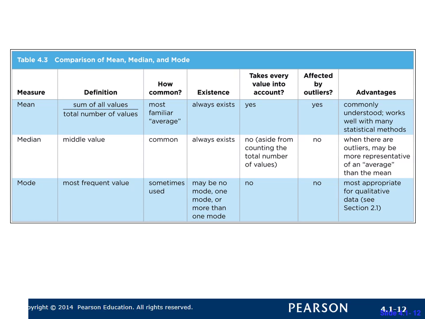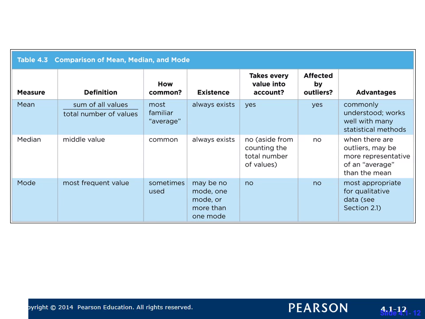So this little table compares them, and this is a rather important table here. So here's our definitions, mean, median, and mode. Then how to find those is the second column. The third column is how common are these things. And notice the mean and the median are the most common, but we have to be careful. Existence, the mean always exists, the median always exists, but there may or may not be a mode. It could be uniform, remember?